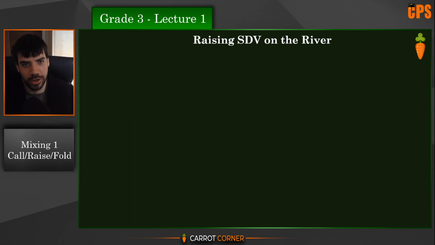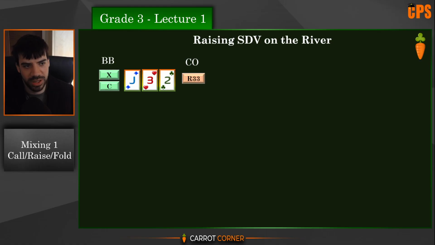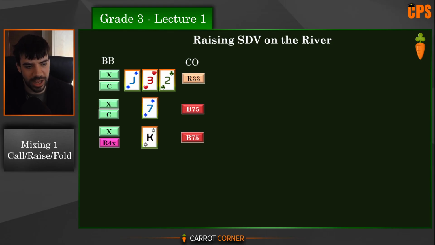Raising showdown value on the river. Back to this situation, big blind against Cutoff, Jack-3-deuce. We have a check call of a range bet. R33, remember, means betting all of their range. We check call as big blind, and the turn is the 7 of diamonds. It goes check call on B75, and then river goes check, B75 and raise, on the king of spades.